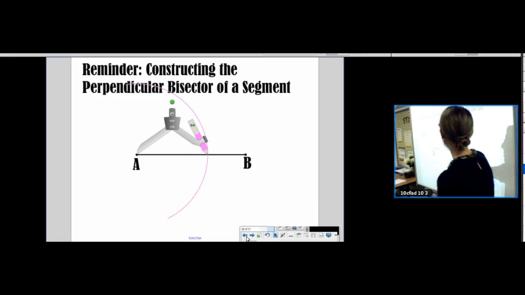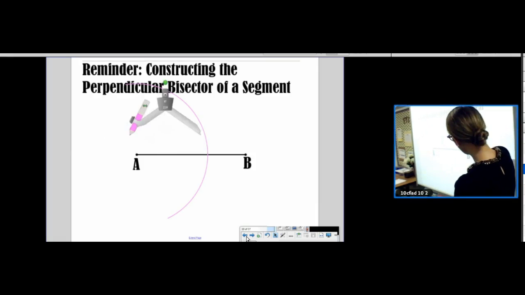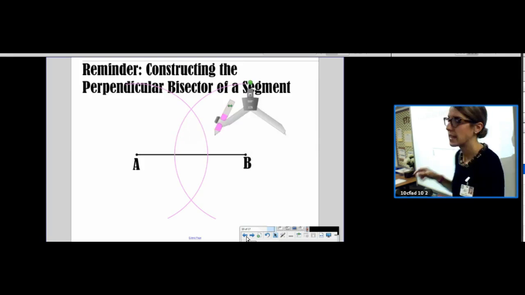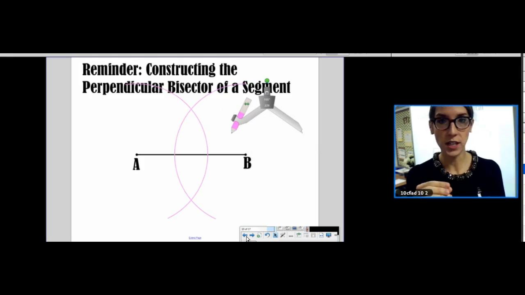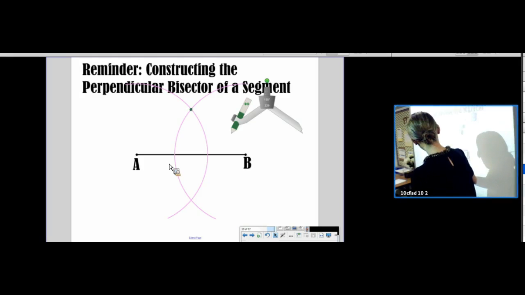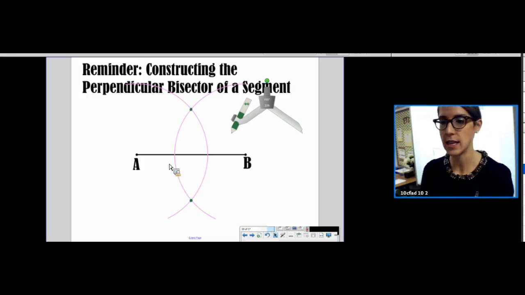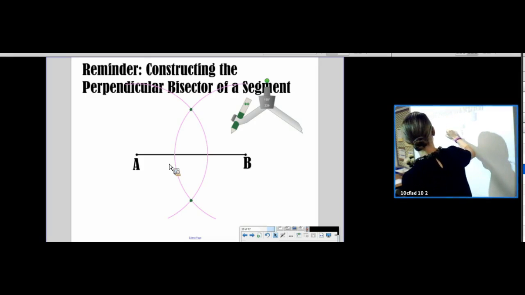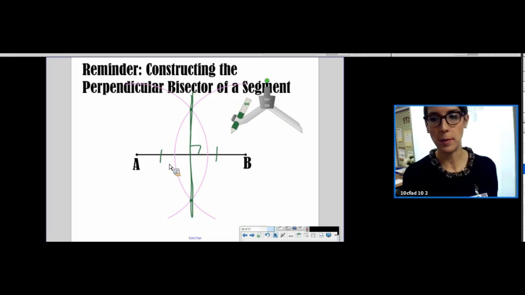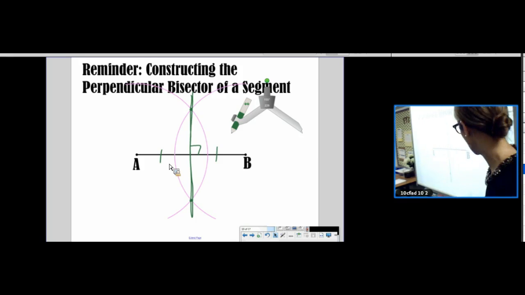Okay? Then we flipped our compass over, and we put the needle on the other endpoint, and we made the same exact arc facing a different way. We kept the radius the same the whole time. Then we connected the dots of where those two arcs intersect. Connect the dots with a ruler, not freehand like me, and that is how we construct a perpendicular bisector. Now that is not new. We learned that in another unit.